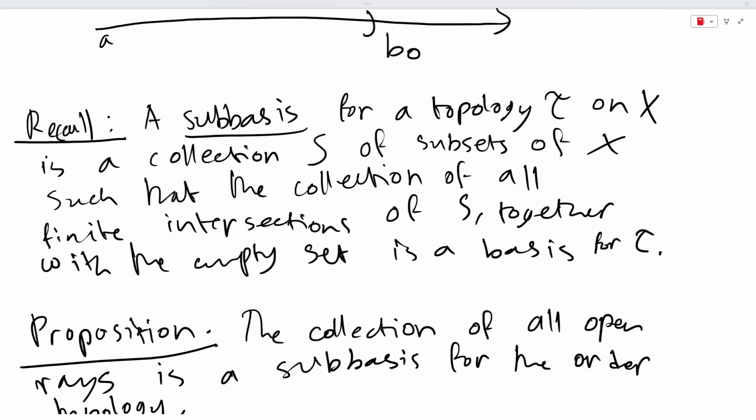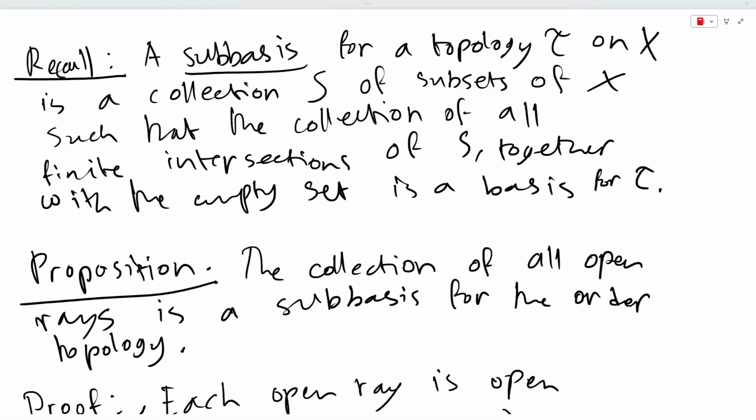Did I mess up the definition of subbasis? Okay.